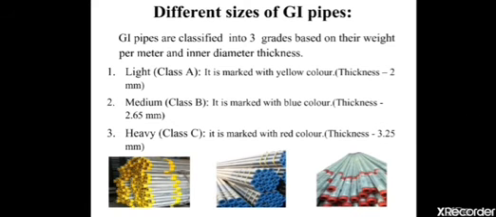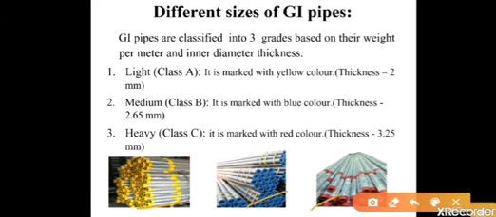GI pipes are classified into three grades on the basis of the weight per meter and inner diameter thickness. The first one is light class A and its thickness is 2 mm. It is marked with a yellow color as you can see in the first picture, and the second one is the medium class B. Its thickness is 2.65 mm and it is marked with blue color. And the third one is heavy class C. Its thickness is 3.25 mm. It is marked with red color. So this is the basic overview of the sizes of GI pipes.